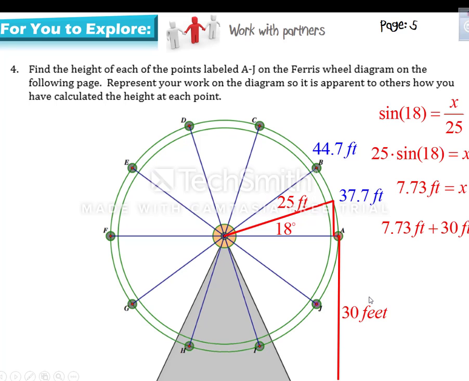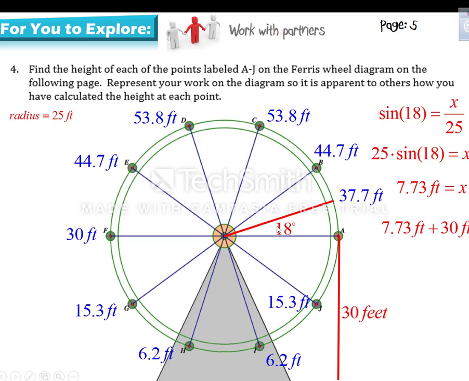Now because you guys are brilliant and we have all these values around this little Ferris wheel, let's pull those back up. I know that you guys, because you're so smart, that you could figure out what the height is over here.